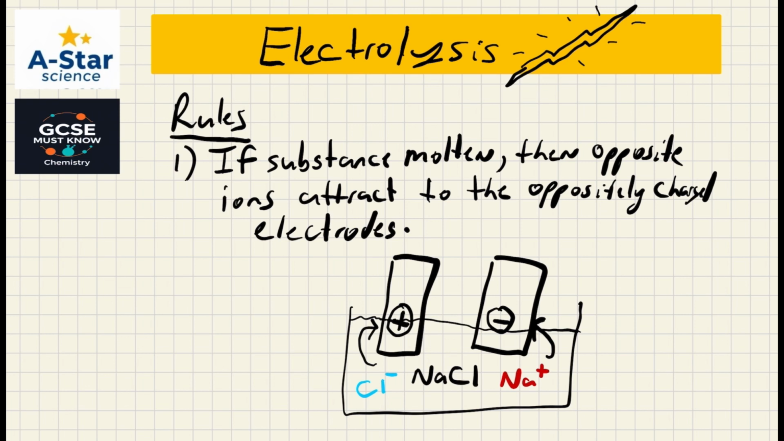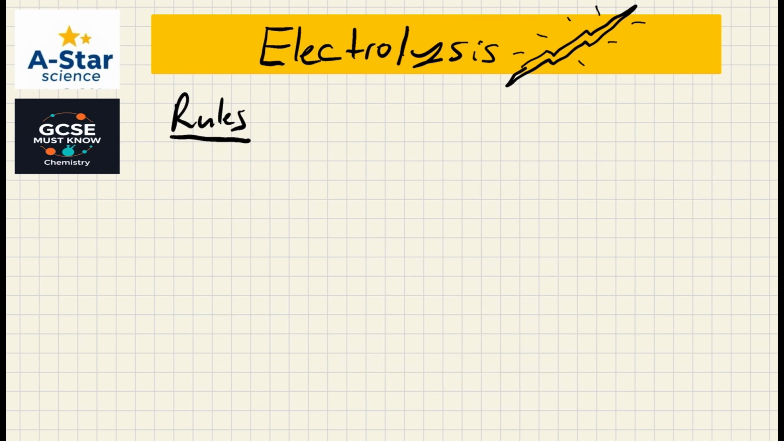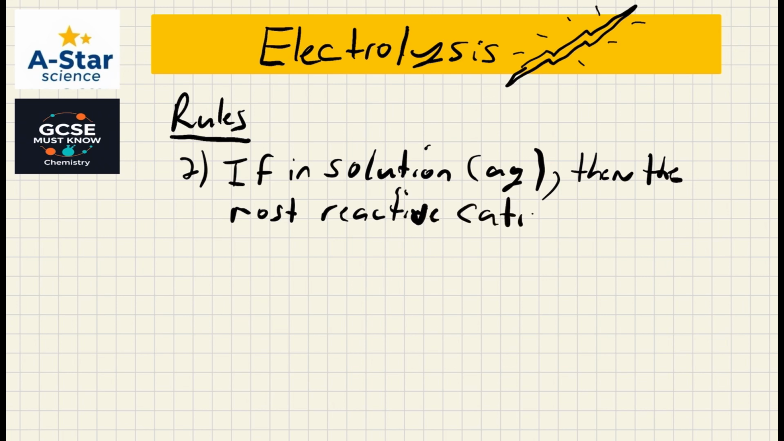Rule number 2 states that if in solution, meaning rather than being molten, it's aqueous, an ionic substance is dissolved in solution, then the most reactive cation, which of course is the metal ion, stays in solution.